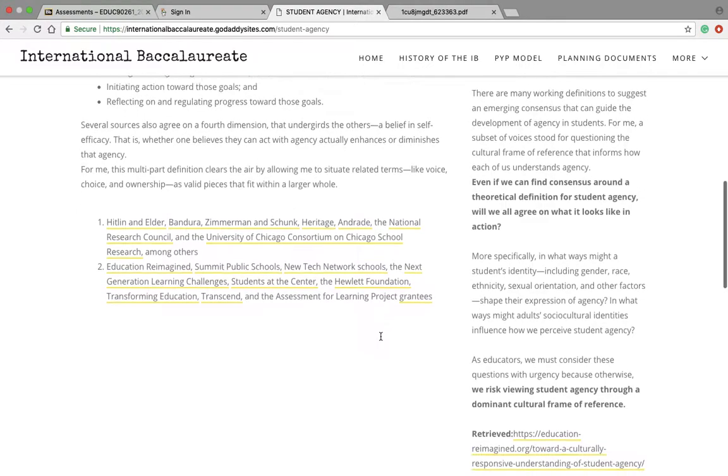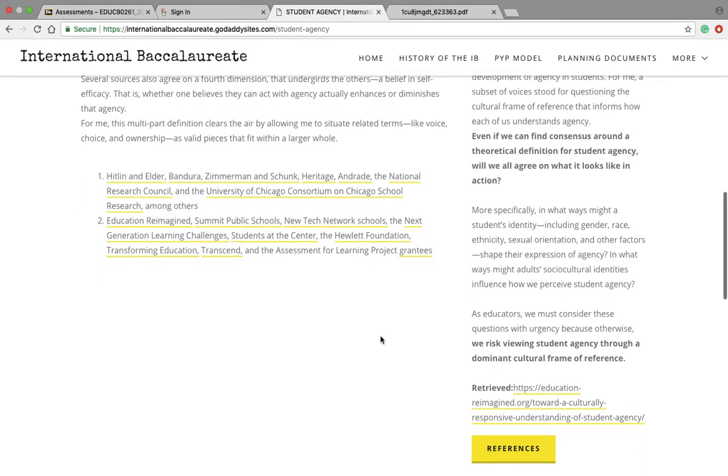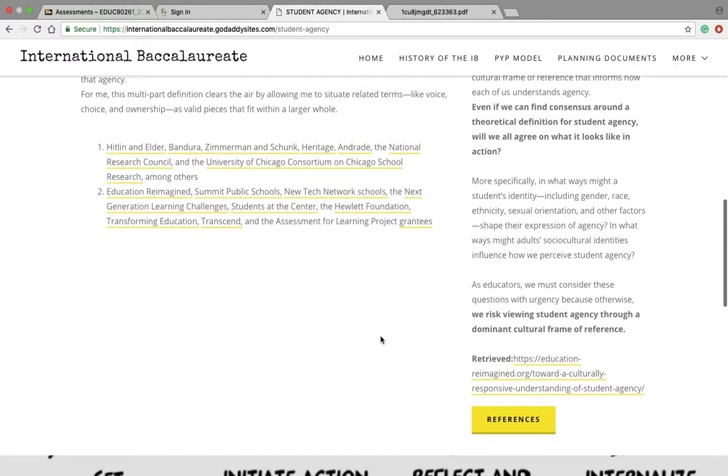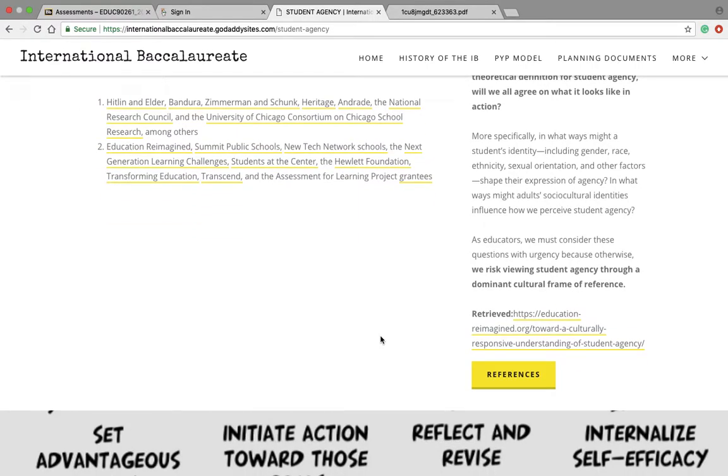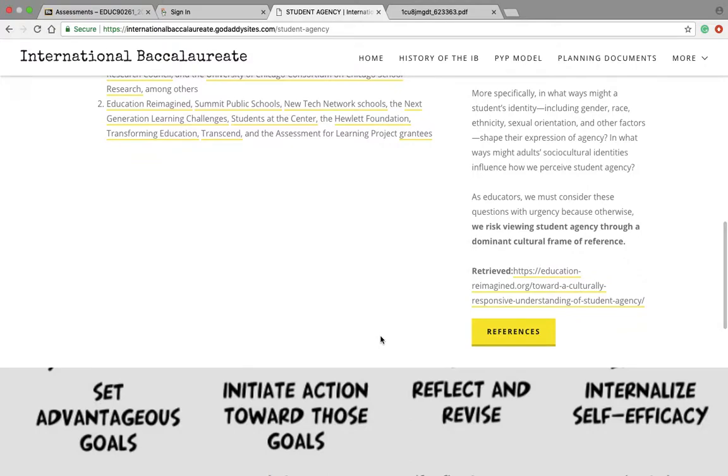More specifically, in what ways might a student's identity, including gender, race, ethnicity, sexual orientation, and other factors, shape their expression of agency? In what ways might adult socio-cultural identities influence how we perceive student agency? As educators, we must consider these questions with urgency, because otherwise we risk viewing student agency through a dominant cultural frame of reference.